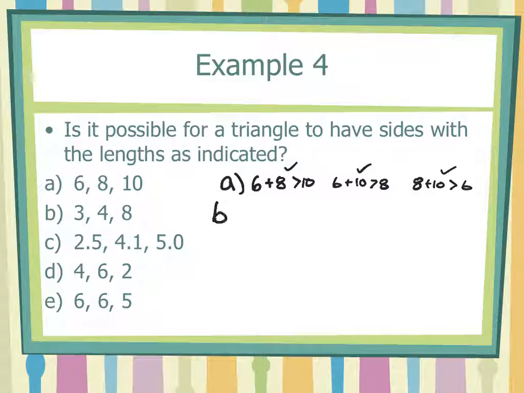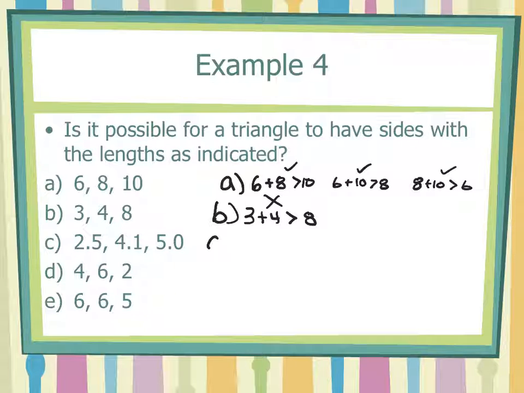Okay, let's go to B. It's not. How did you know? 3 plus 4 is not greater than 8. That is not true. We don't need to keep going. If something's broken, it's broken. It's not going to make a triangle. So no need to keep going for those of you sleepyheads who are starting to fall asleep on me. All right, let's talk about the next one.